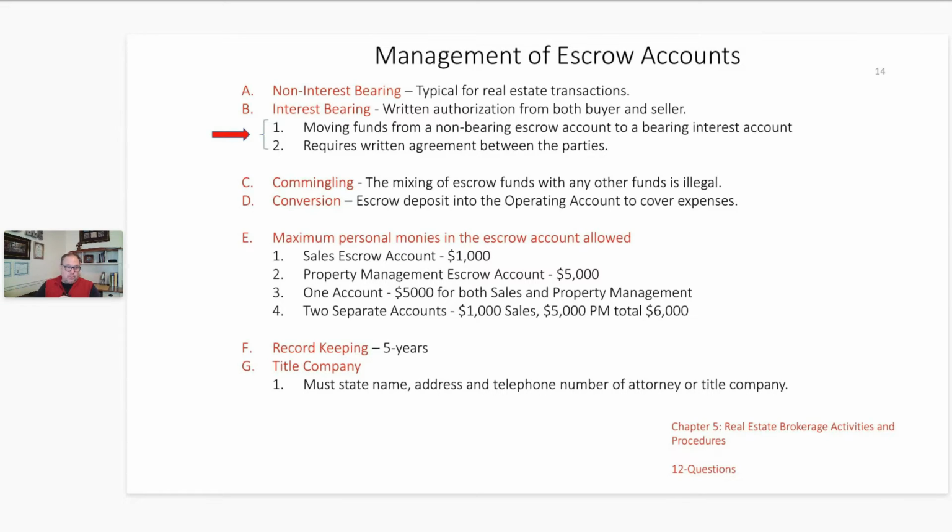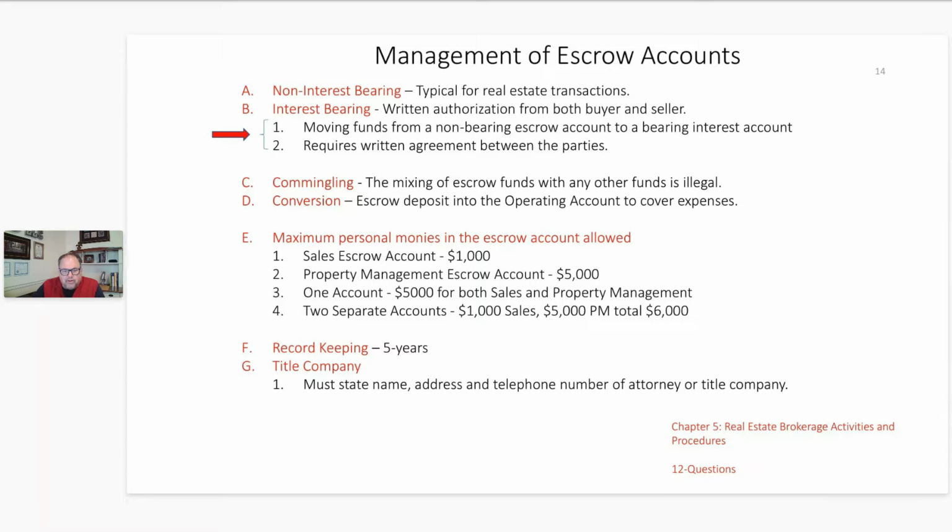The last thing you want to do is use somebody's deposit to pay an account fee. That would be a violation of licensing law. So the broker has to have personal money in the account to maintain the account. The restriction is $1,000 for sales and $5,000 for property management. If they're using one account to do both services, they can have $5,000. Okay.